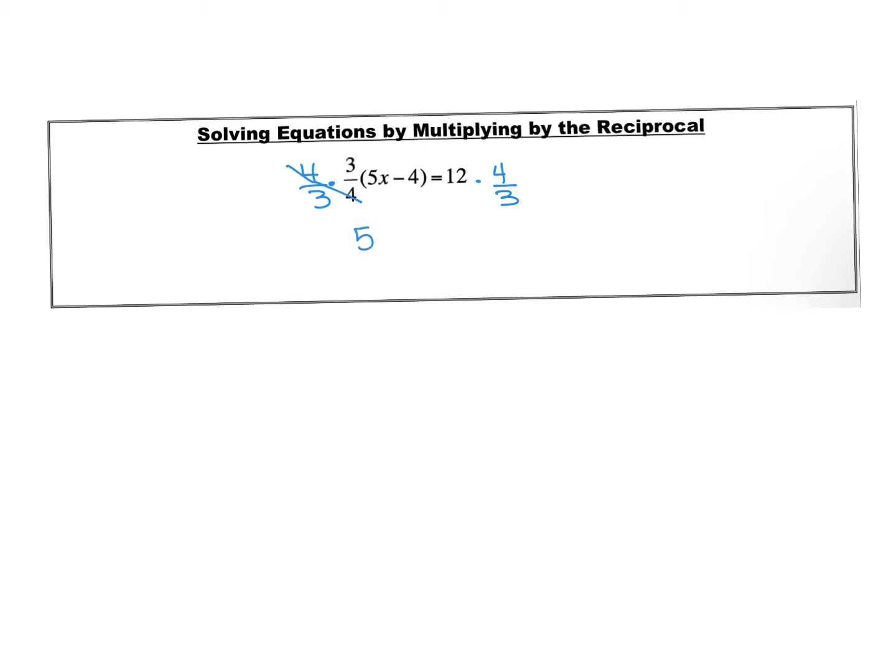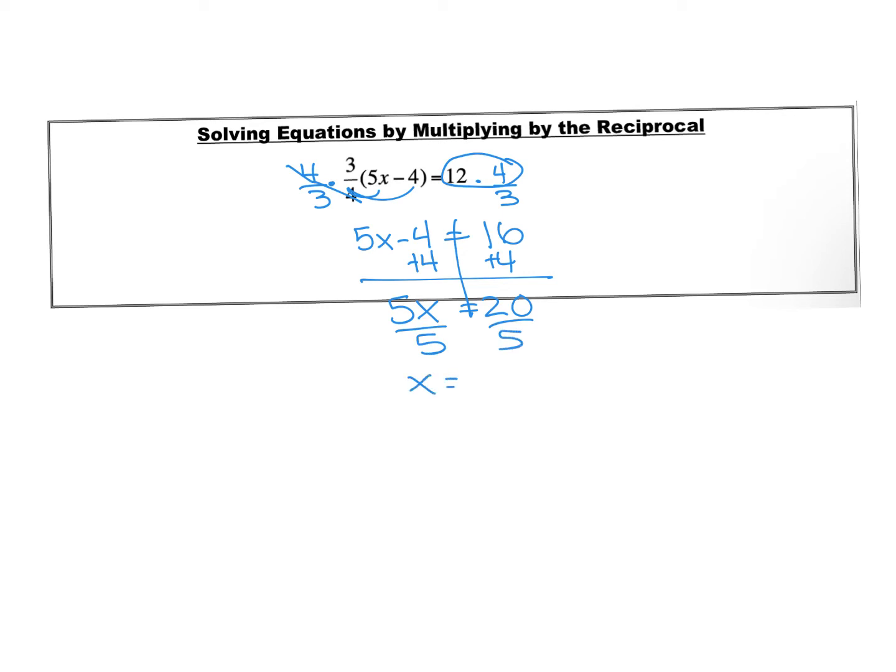And I would have 5x minus 4 is equal to then, let's see here, 4 times 12 is 48, and then we'll divide that by 3, and I would end up with 16. All right. Now, like I said, you could distribute this. You're just adding one more step in there. And so if that's easier for you, go ahead and stick with that method. So we're going to then add the 4, and I'll have 5x is equal to 20. I'll divide by 5, and then x is going to be equal to 4.